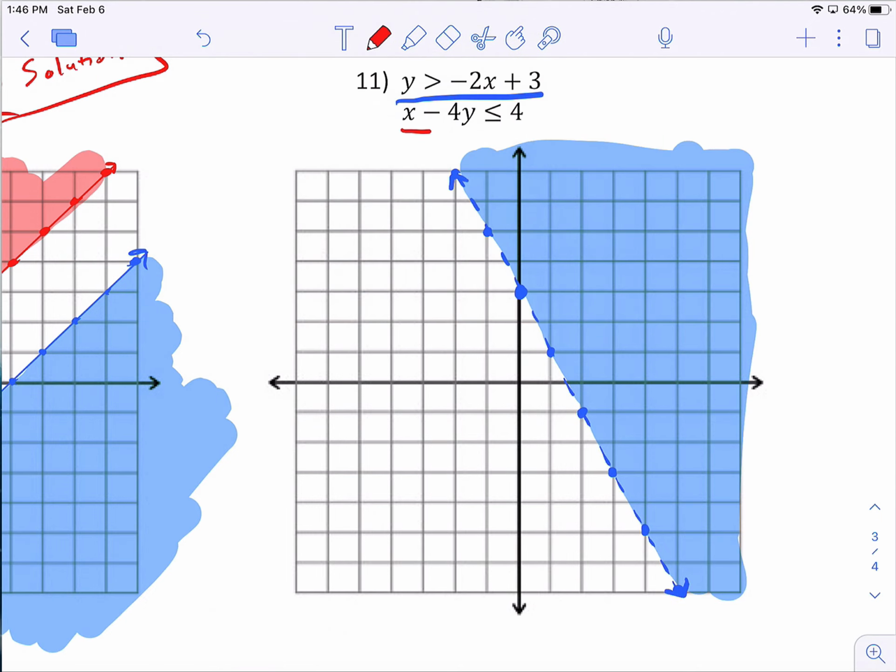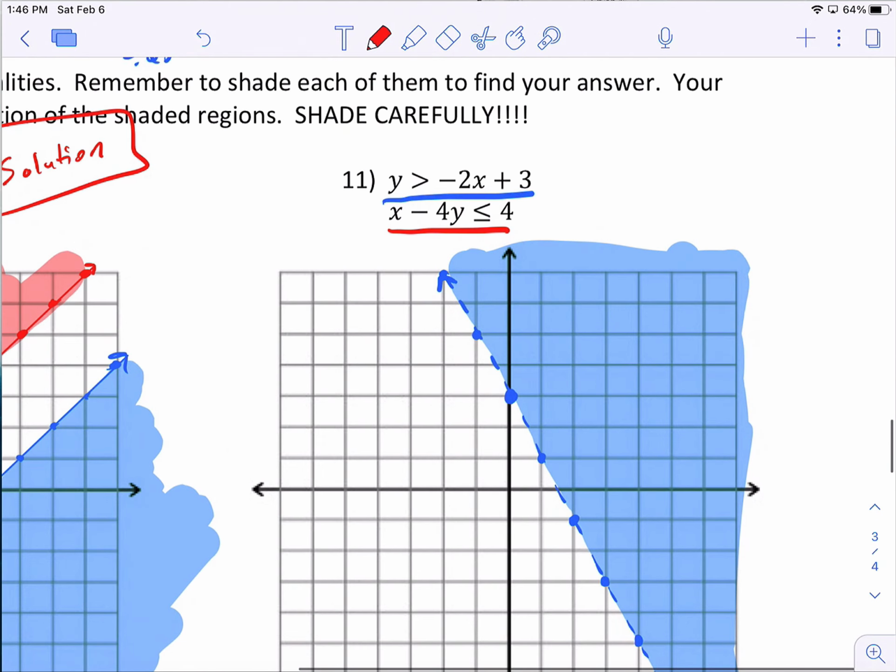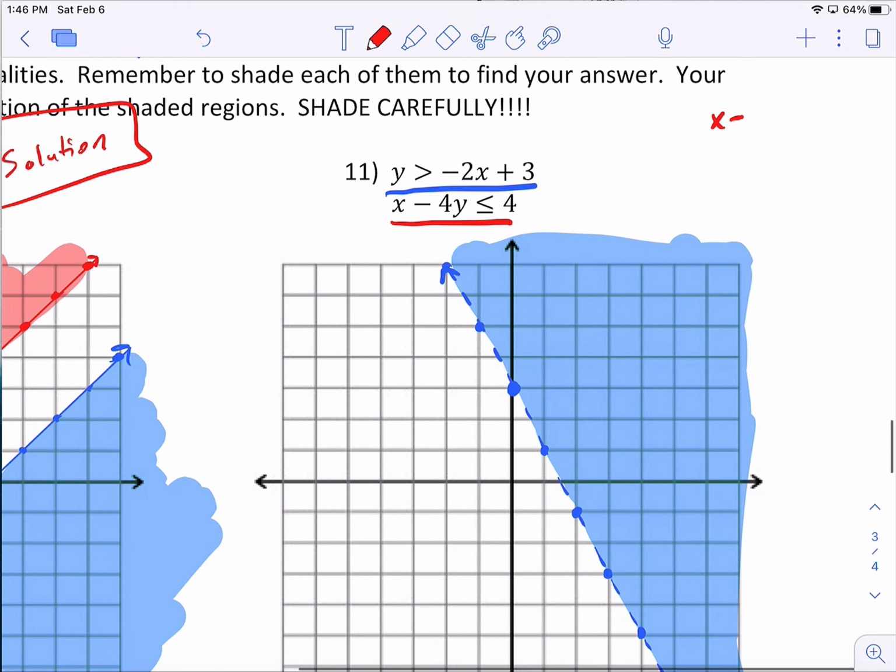Okay, so the other one, x minus 4y is less than or equal to 4. That one I on purpose made a little bit more difficult. I don't like to do the x and y intercept stuff. I like to put it into slope intercept form, especially for these, because it's going to help me with my shading. Okay, so I'm going to change this so that y is the only thing on this side.